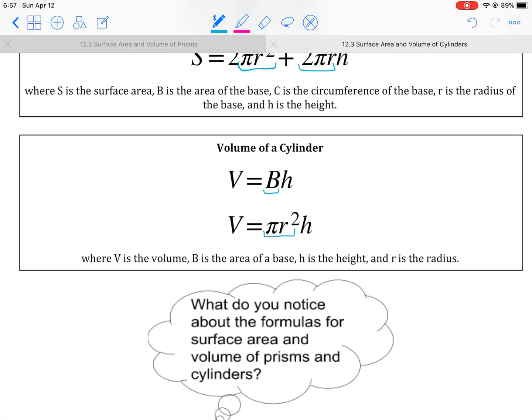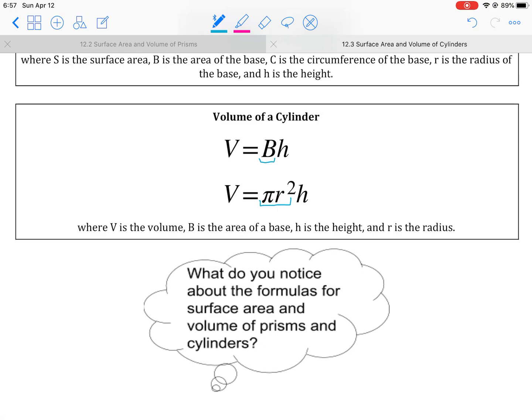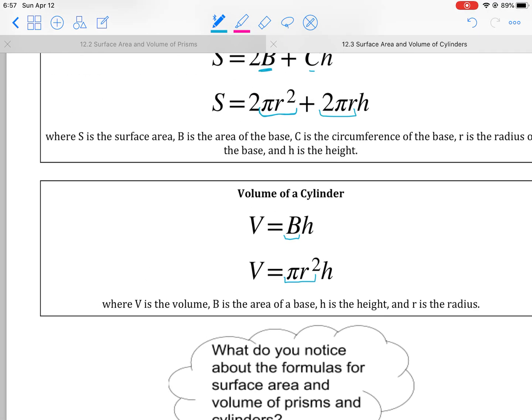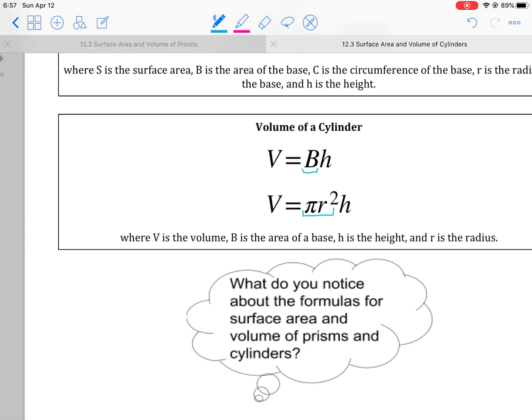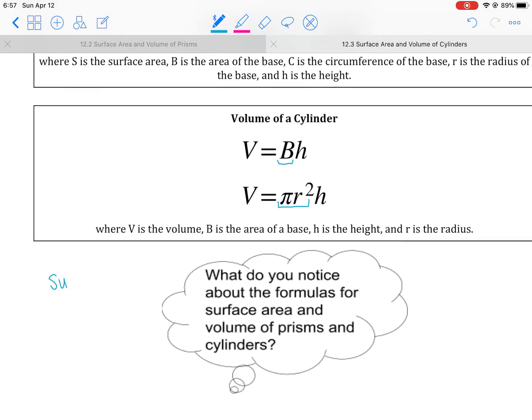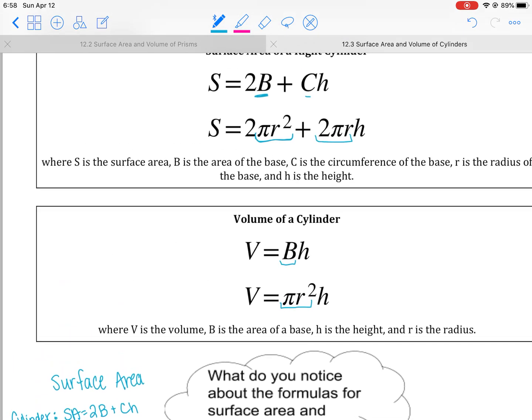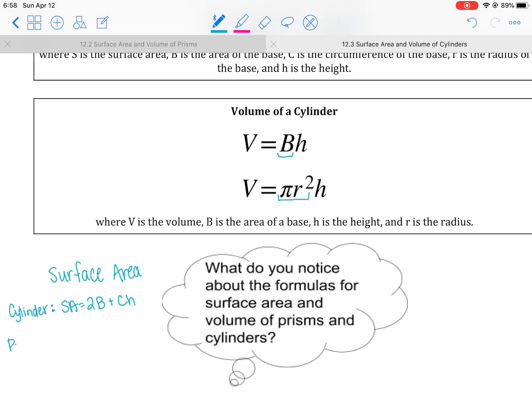All right, if we look at these formulas, they might seem a little bit familiar, because we already looked at prisms, and now we're looking at cylinders. So let's compare these things. I still have our prism notes pulled up. Looking at surface area first, for my cylinder, the surface area formula is 2 times the base plus the circumference times the height. Now let's go back and look at what the surface area formula was for a prism.